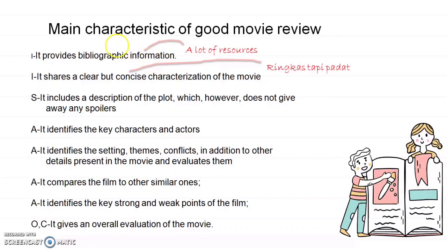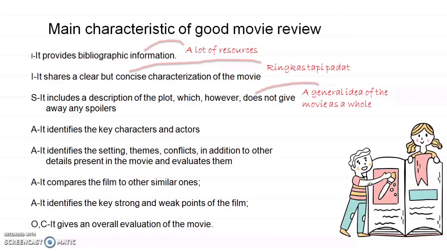Okay, the next characteristic of a good movie review is it includes a description of the plot, which, however, does not give away any spoilers. Usually people like to talk about movies. However, sometimes when you are dragging it, if you do not organize it, you might be spoiling the ending, spoiling certain information which anybody doesn't want to know. It kills the surprise of the movie. So what you need to remember is actually a general idea of the movie as a whole. Okay, it's just a general idea.